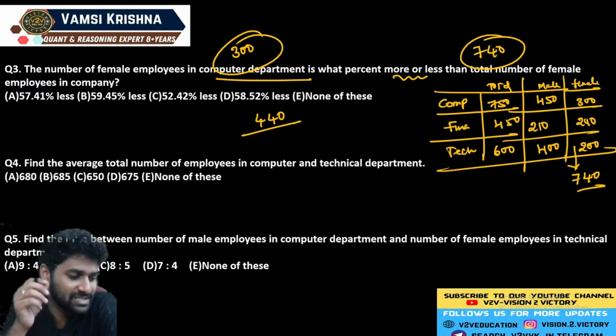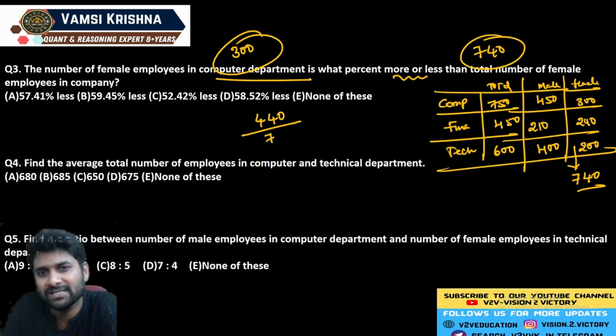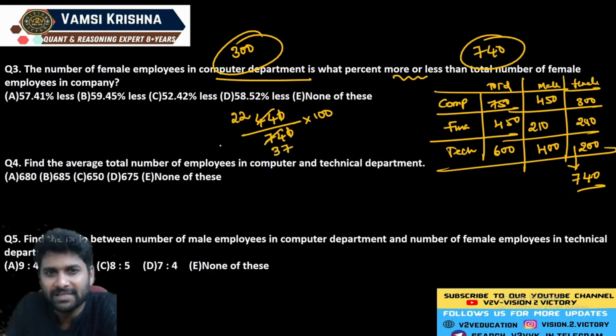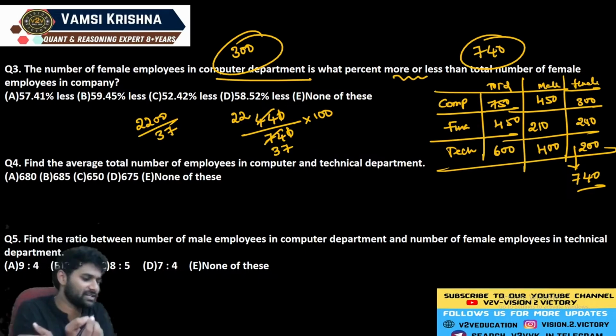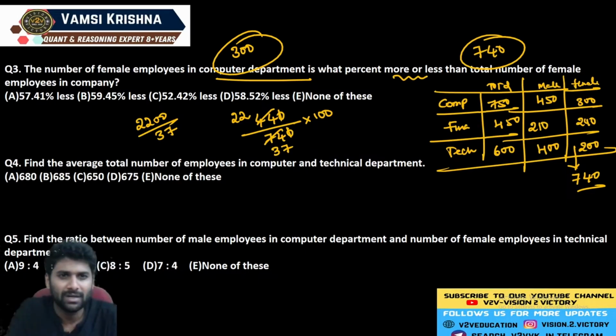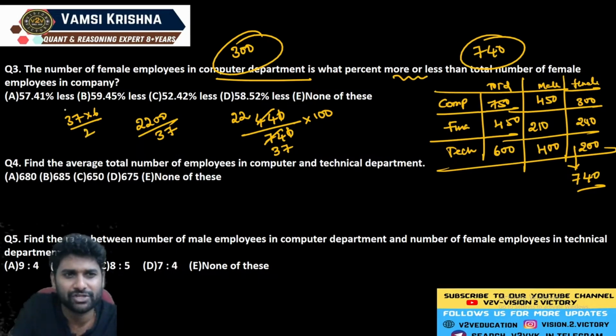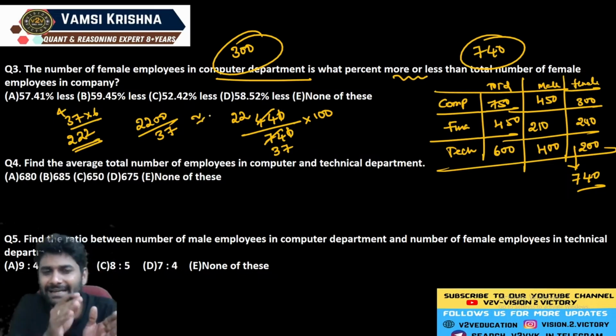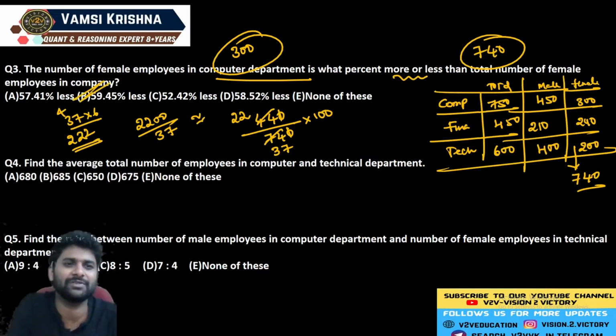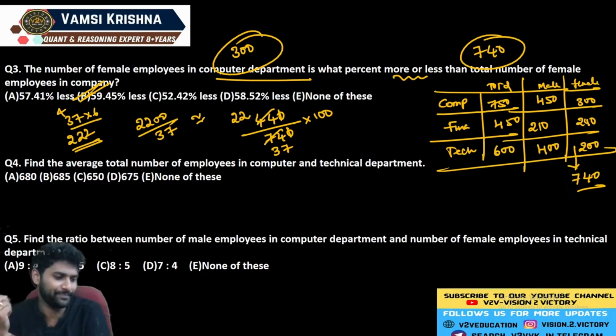Guys, comparison is always with the denominator. Here the denominator is 740. Now here it's 22 times, here 37 times. So you have the value 2200 divided by 37. Just go through the calculation. Guys, see, 37 is multiplied by 6 approximately. 7 6s are 42, 6 3s are 18, so 222. Guys, we have 220. Definitely the answer should be slightly nearer to 60%. Nearer to 60%, we have 59.45.